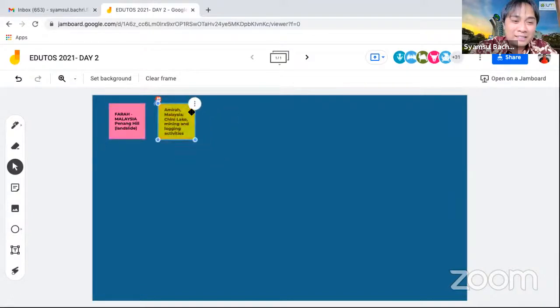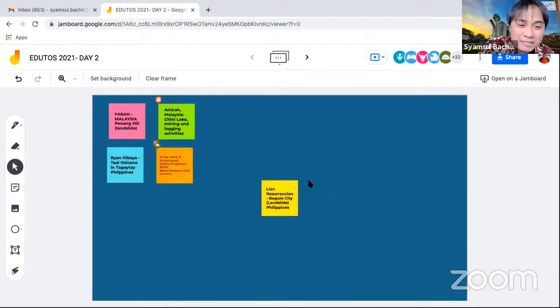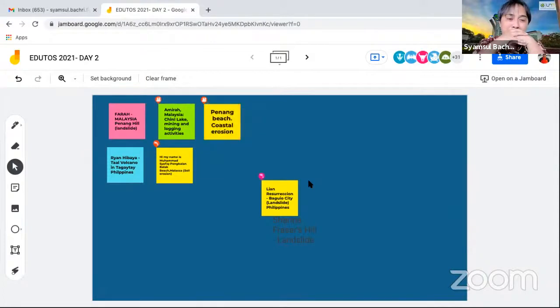Amira. Okay. Ryan, Taal, thank you very much. Okay, thank you. You can just arrange which one, then soil erosions, a lot of landslides, Penang, coastal erosions. Okay. Yes, you can manage it.